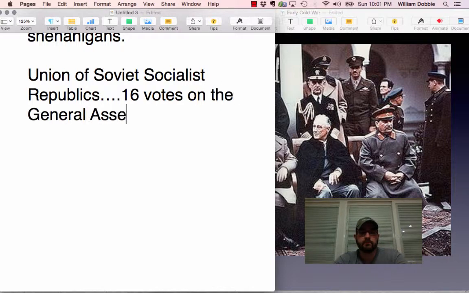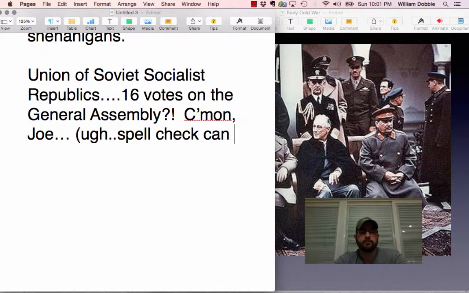They should each get their own vote in the General Assembly. Now, can you imagine how that would work? If right off the bat you had America getting one vote in the General Assembly and the Soviet Union essentially having 16 votes, that could be a little bit of a problem. That would not be agreed to by all the parties.